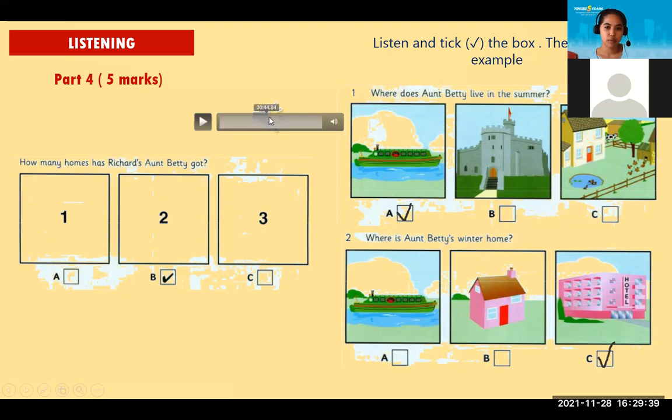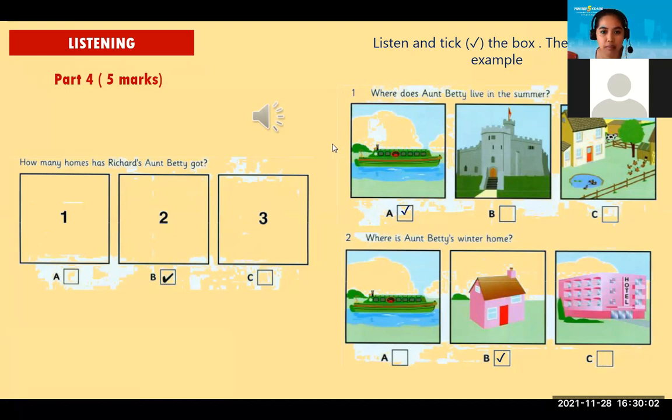Finished. Okay, very good. Would you like to listen again or not? Not. Okay, so let's check your answers. Very good. Number 1 and number 2 is letter B, this pink house beside the hotel. Okay, so you got 4/5.